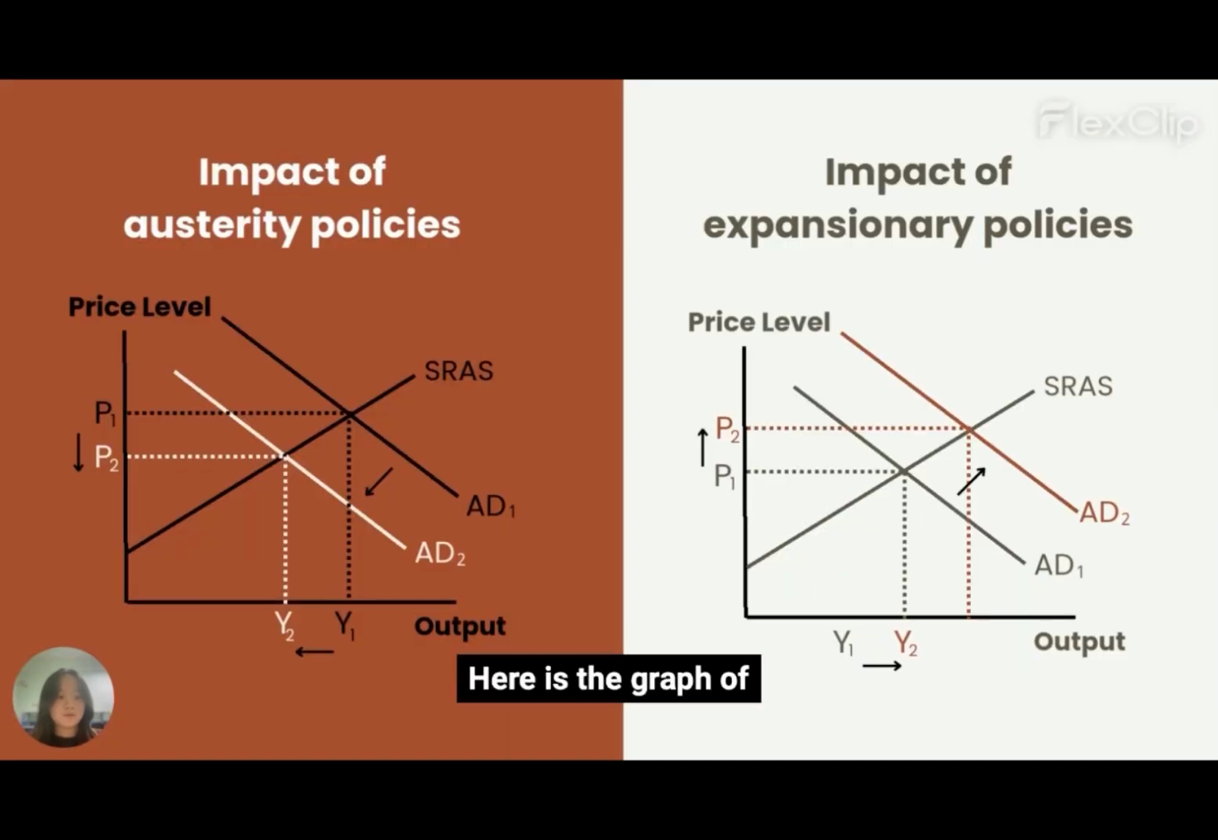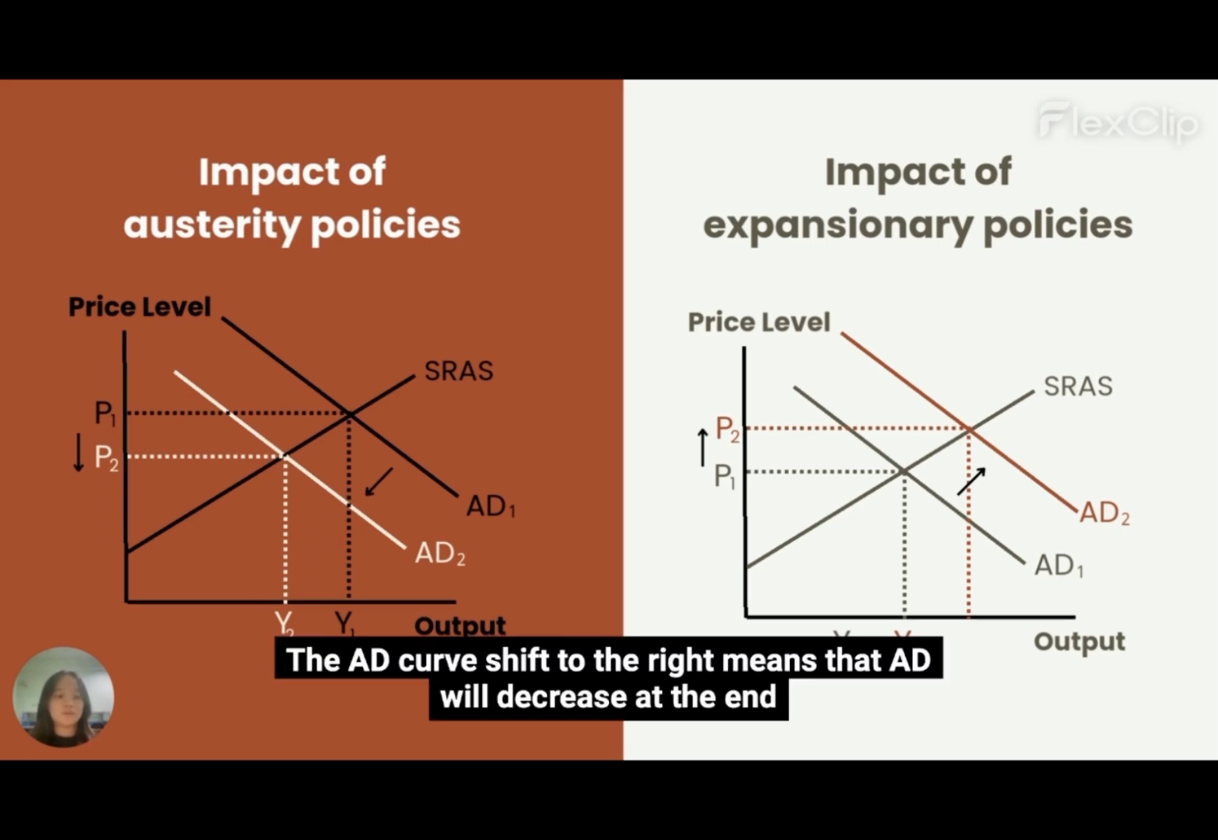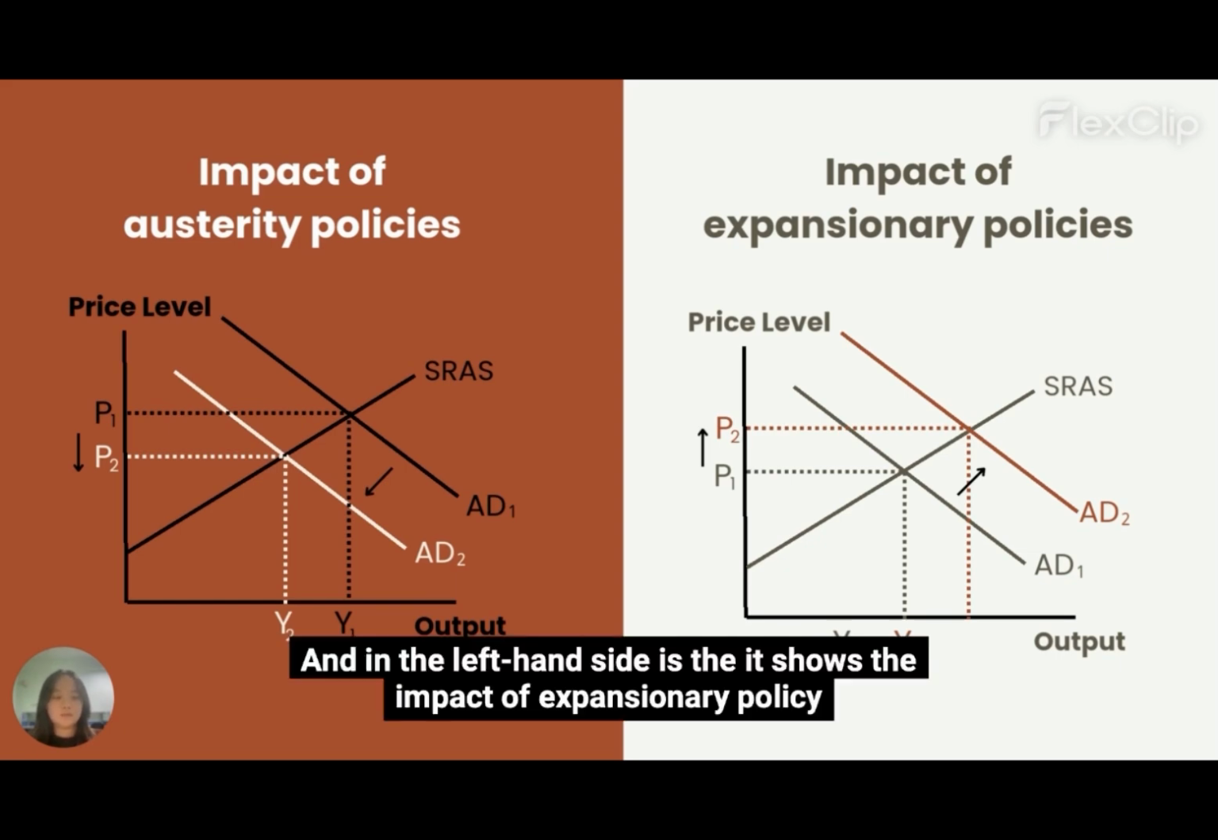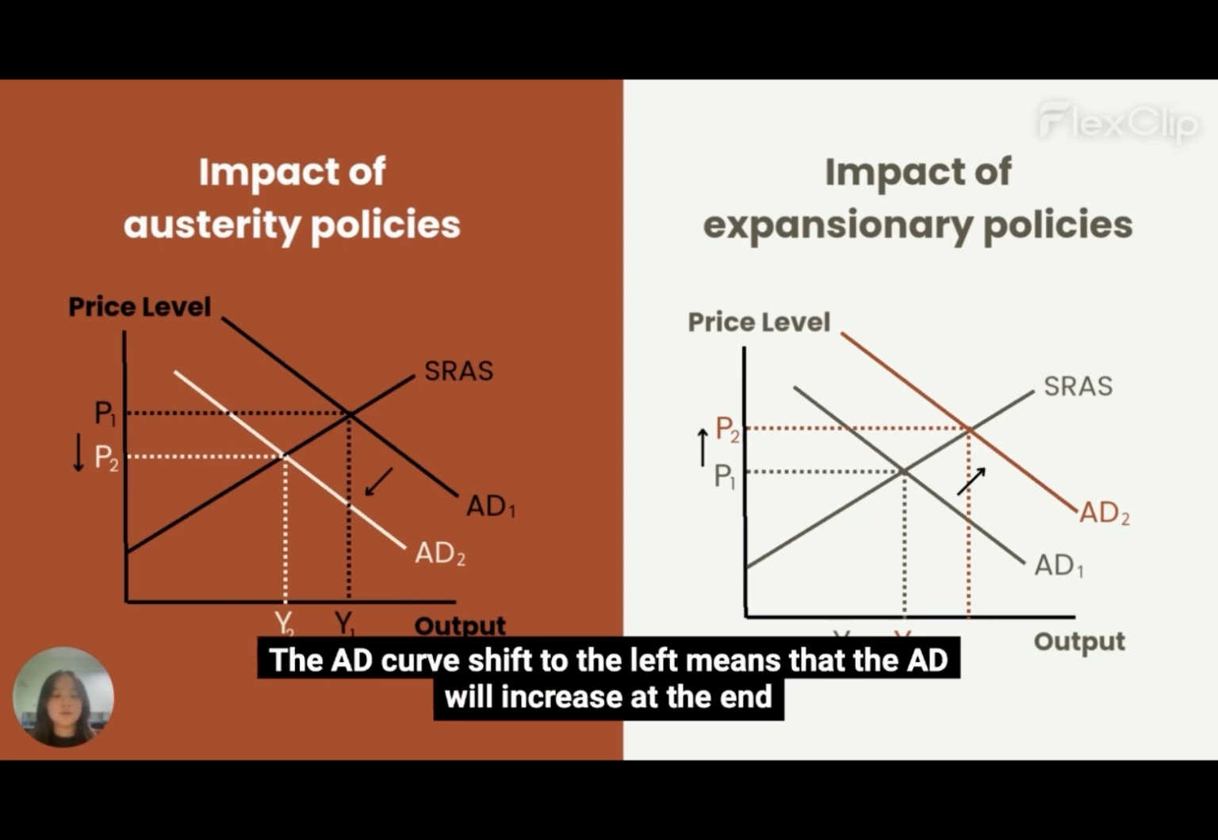Here is the graph of the two policies. As you can see on the right-hand side, it shows the impact of austerity policy. The AD curve shifts to the left. It means that AD will decrease at the end. And on the left-hand side it shows the impact of expansionary policy. The AD curve shifts to the right. It means that AD will increase at the end.